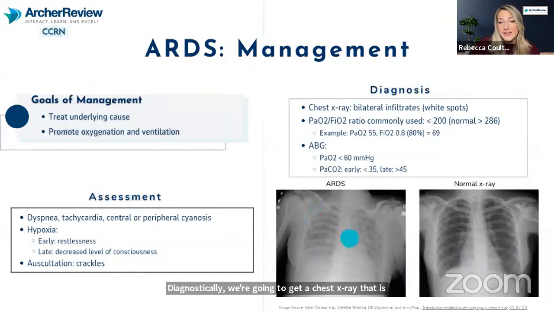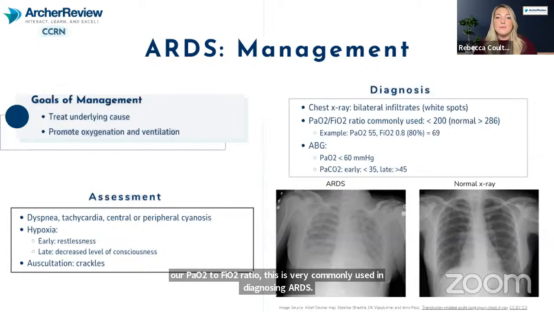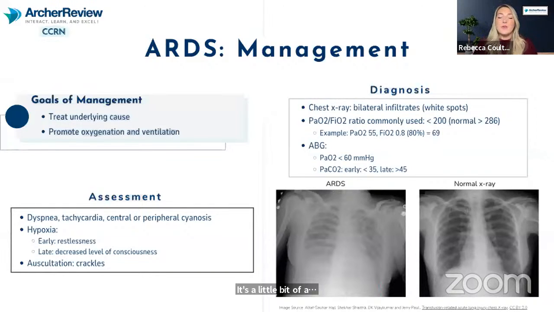This is not good ventilation. We're not seeing a lot of airflow here. Now, our PaO2 to FiO2 ratio, this is very commonly used in diagnosing ARDS. It's a little bit of a difficult equation to explain, but basically we see a PaO2 to FiO2 or PF ratio of under 200. Normal is over 286. All this is saying is we look at our PaO2, so how much oxygen is sitting in the blood, and how much oxygen we're administering to the patient via their FiO2, and what does that number equate? And I've got an example here.